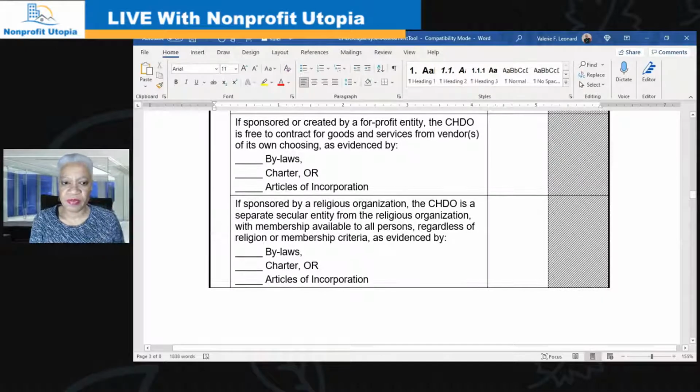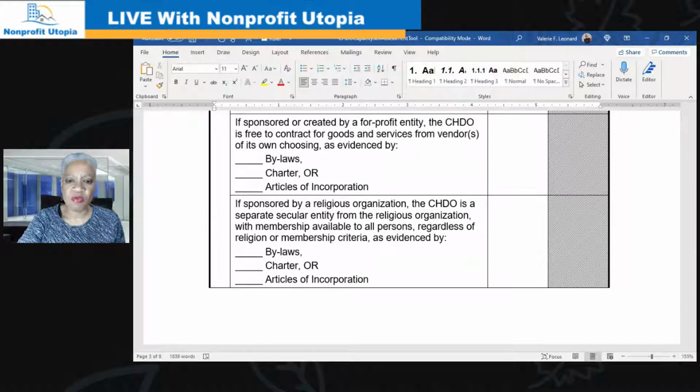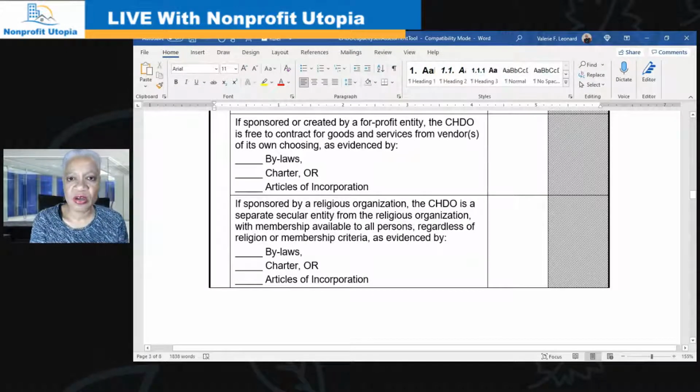So if the organization is sponsored or created by a for-profit, the CHOTO is free to contract for goods and services from vendors of its own choosing, as evidenced by bylaws, charter, or articles of incorporation. And again, you want to make sure that there are no conflicts of interest. You want to make sure that people on your board are not profiting financially from being on your board. And you should have all kinds of systems in place to make sure that doesn't happen.